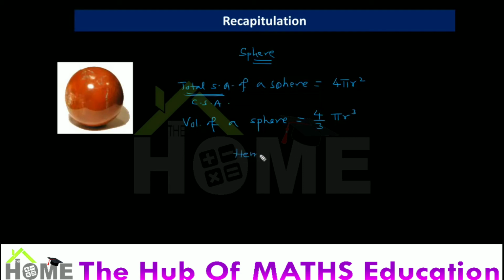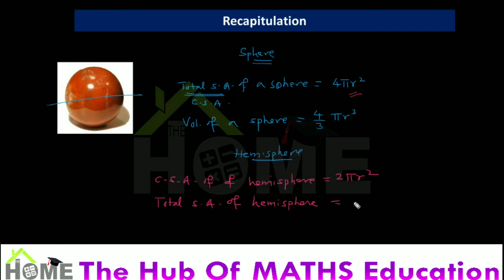And now the hemisphere is nothing but half of the sphere, and therefore the curved surface area of hemisphere will be equal to half of this total surface area, so it will be 2 pi r square, and the total surface area of hemisphere is equal to curved surface area of hemisphere plus area of circle.